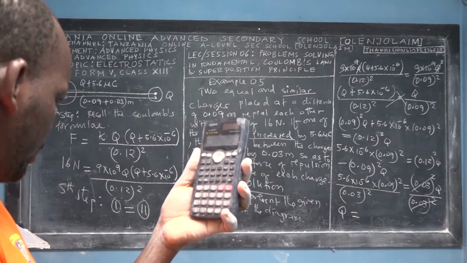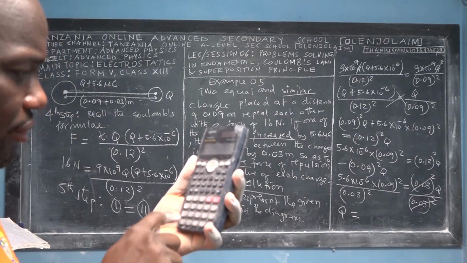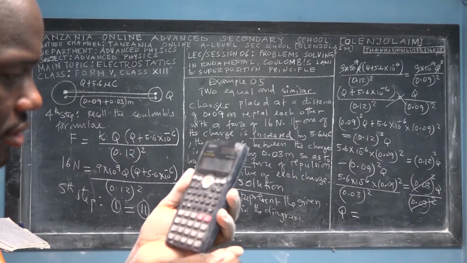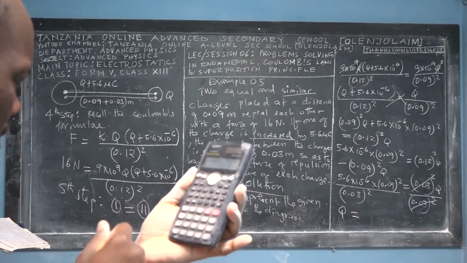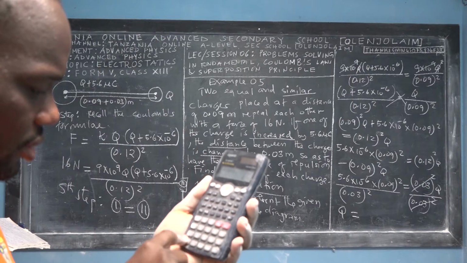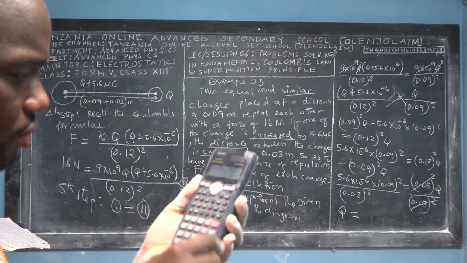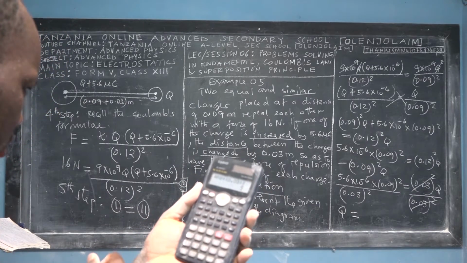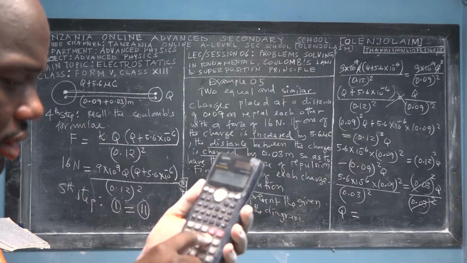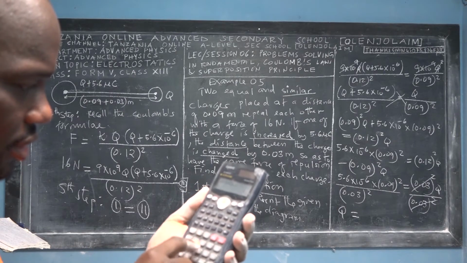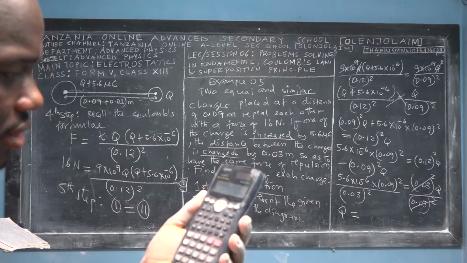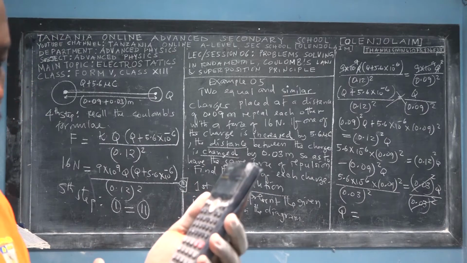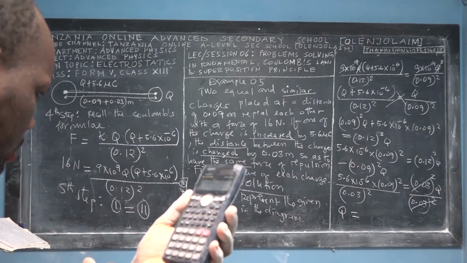So we have 0.09 squared. And then we divide by what? 0.03 squared. That is 9. So let's make 9 times 5.6 times 10 to the negative 6. So the answer is 5.04. Is it?